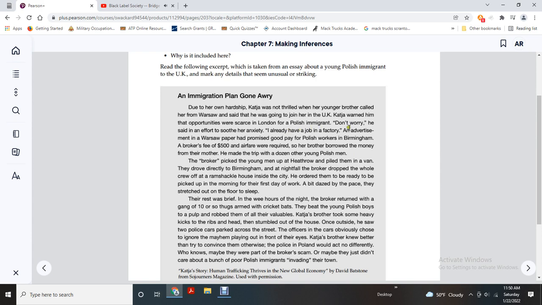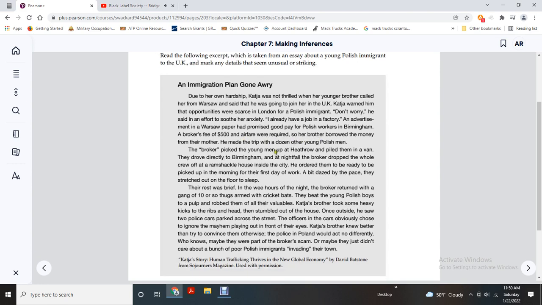I already have a job in a factory, he said, from an advertisement in the Warsaw paper that had promised good pay for Polish workers in Birmingham. A broker's fee of $500 and airfare were required, so the brother borrowed the money from their mother and made the trip with a dozen other young Polish men.